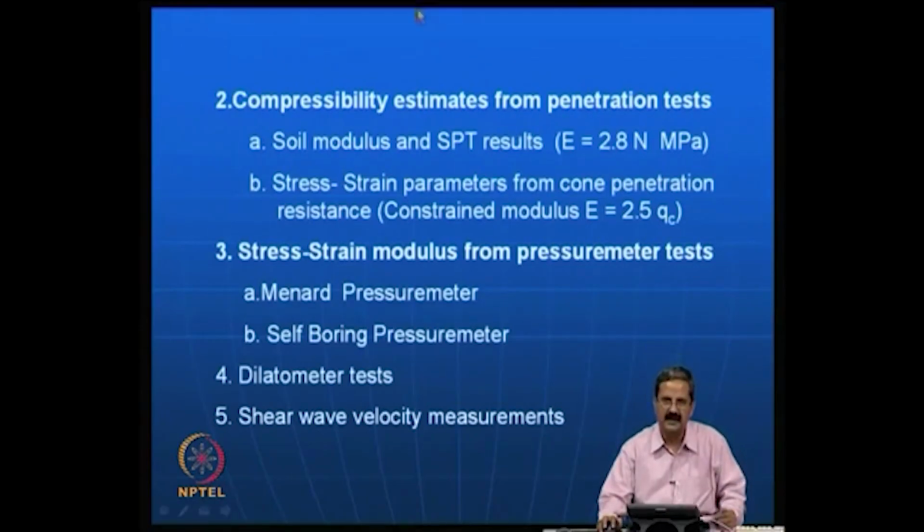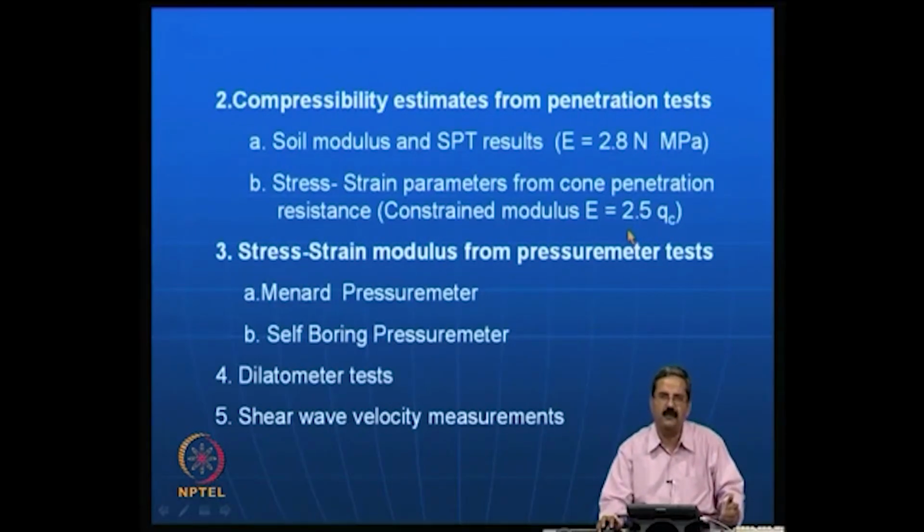Suppose you have an SPT test, you can say that the Young's modulus is related to the SPT value in this form: E equal to 2.8 N MPa. It is a simple expression, and an SPT of 10 will give you about 28 MPa, which is somewhat poor, but if you have an N of 30, it is quite good. Stress strain parameters from the cone penetration test are another example. Constraint modulus is another value that one can get.